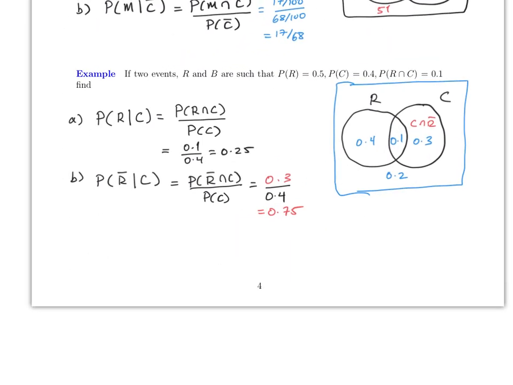You can also find interesting probabilities like this. What's the probability that the person is not Catholic given that the person is Republican and Catholic?